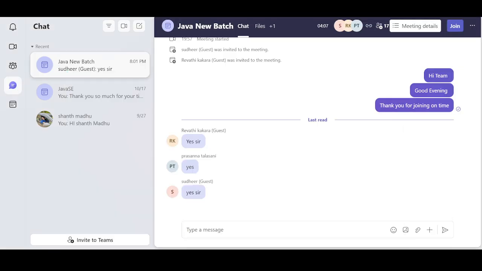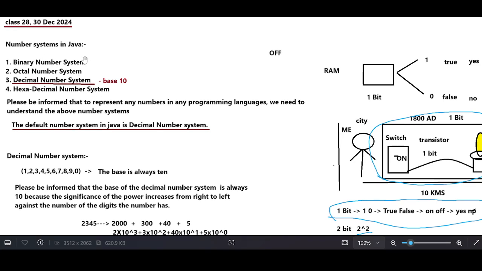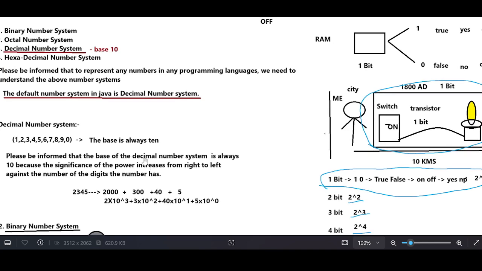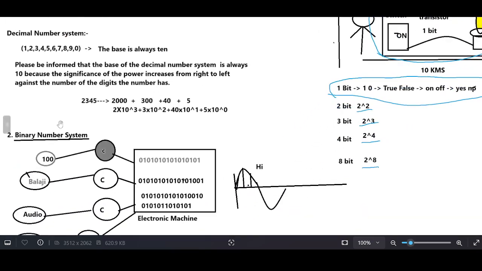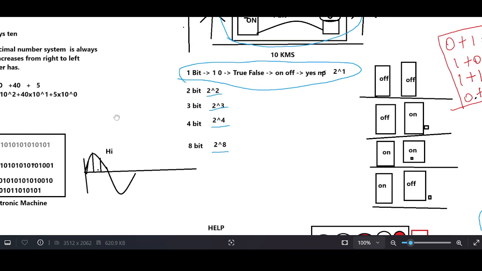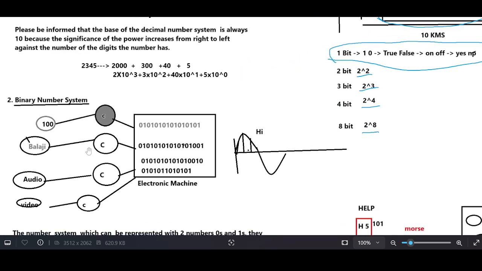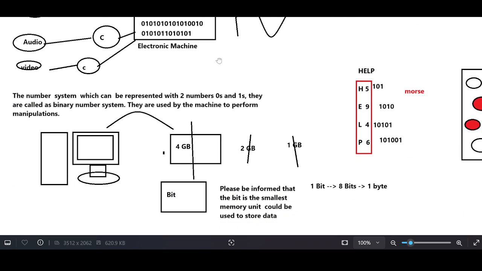So yesterday, let us do a quick recap. We were discussing number systems in Java. We have no doubts about the decimal number system, and we have also completed the binary number system. Decimal means the base is always 10, and we understood yesterday why. For the binary number system, the base is always 2. Whatever data we send is stored in the form of zeros and ones, because any electronic machine can understand only zeros and ones.